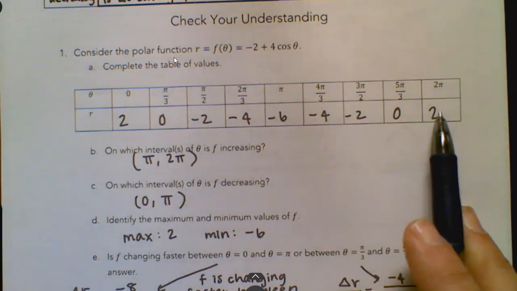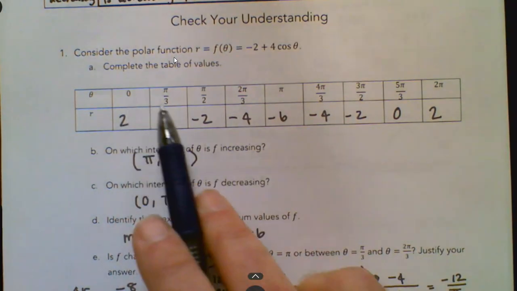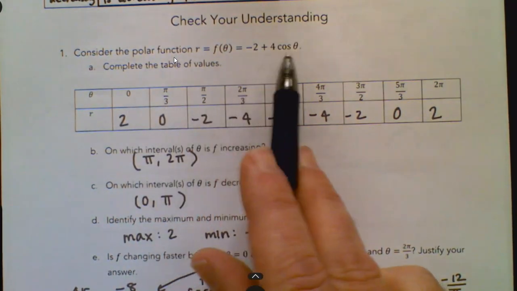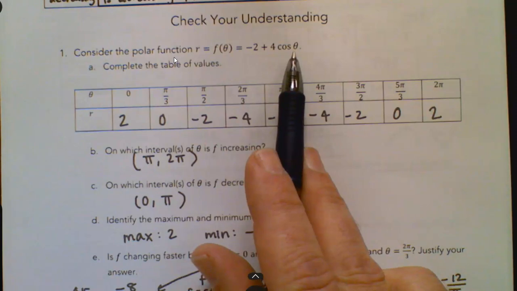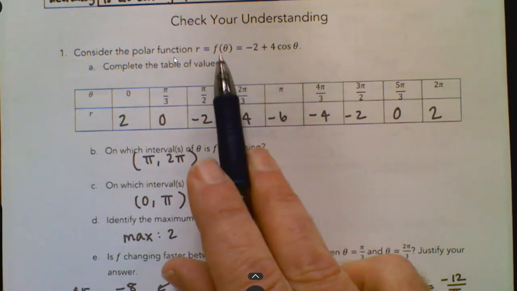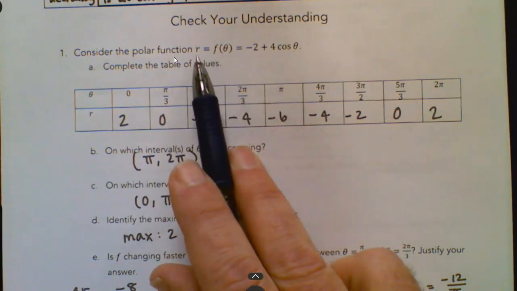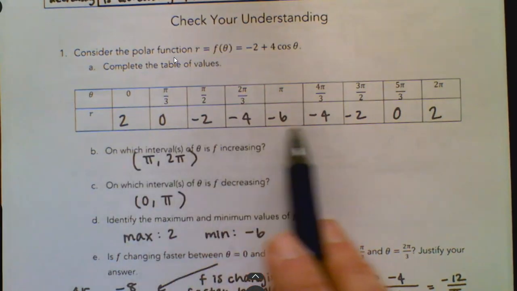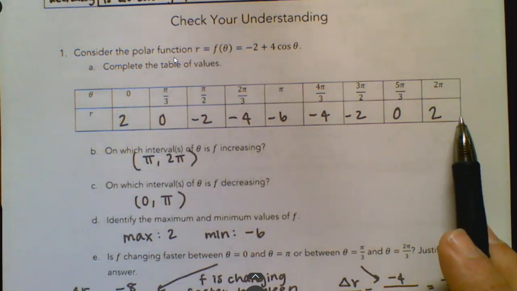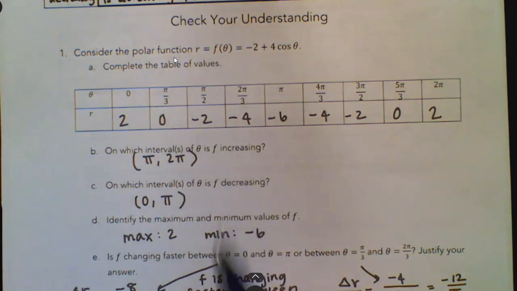So I already filled this in to save a little time. We just took turns plugging in the numbers into our function here. So those went in for theta, and then the result right here is the radius, right? And these were the results that we got out of that. And so that definitely helps to answer questions like this.